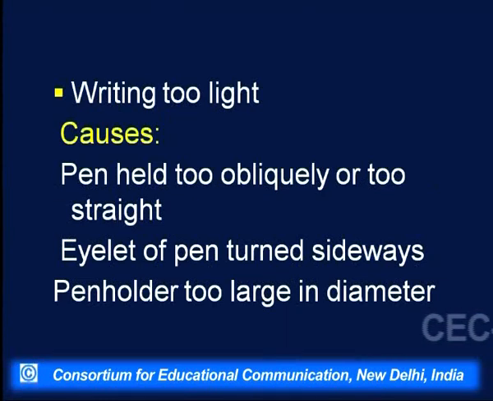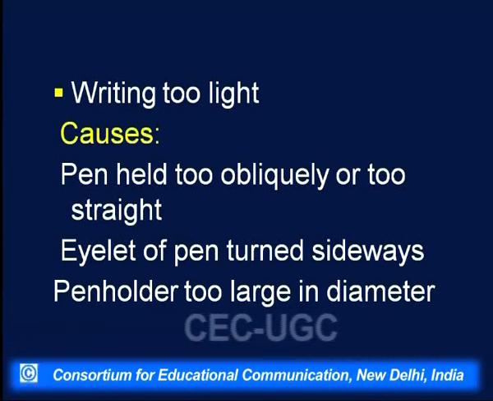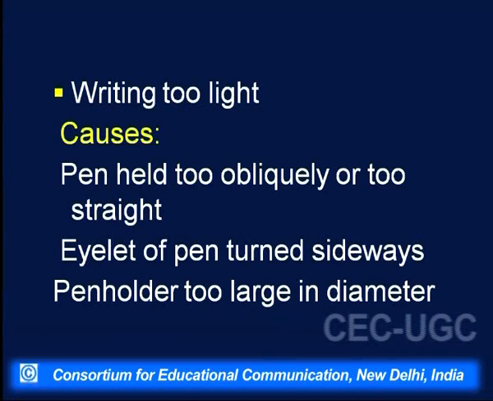How does it start? There are different causes behind it. First is holding the pen too obliquely or too straight. We do not have to hold our pen in a very straight position, we have to give it a somewhat slant position. And then the eyelet of the pen turns sideways, it should be in the right position.